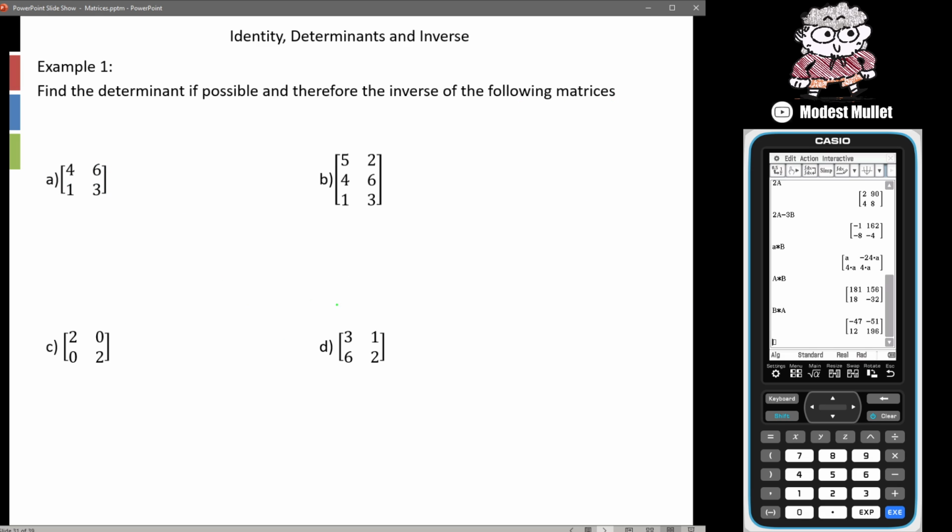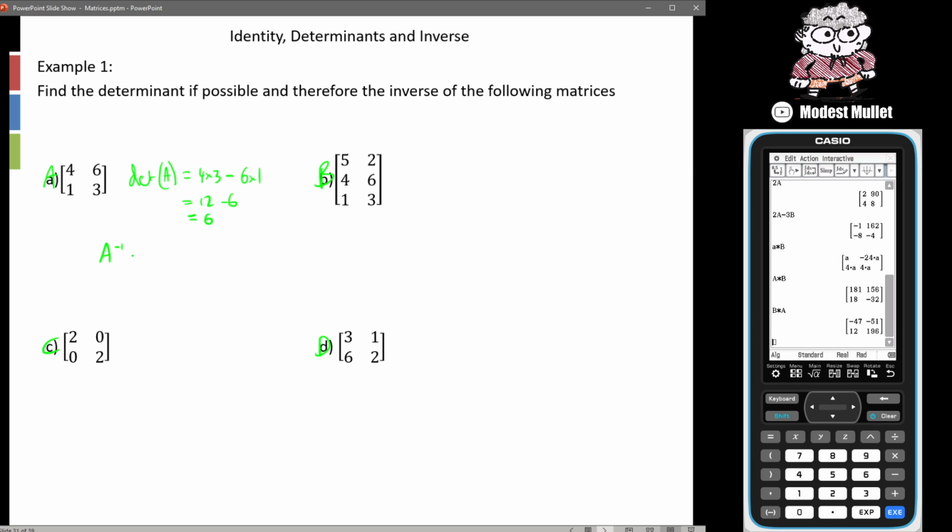Right, so let's do some examples. We start with this. Let's call this A, that's B, that's C, that's D. So first off, is it a square matrix? And we're just going to deal with 2 by 2. So yes, so we can find the inverse of this. So the determinant of A is equal to 4 by 3, take away 6 by 1. That gives me 12, take away 6, which is equal to 6.